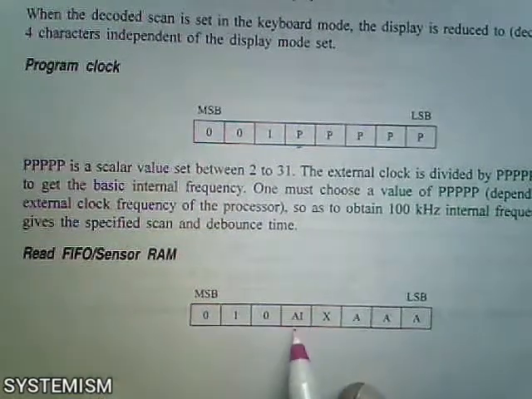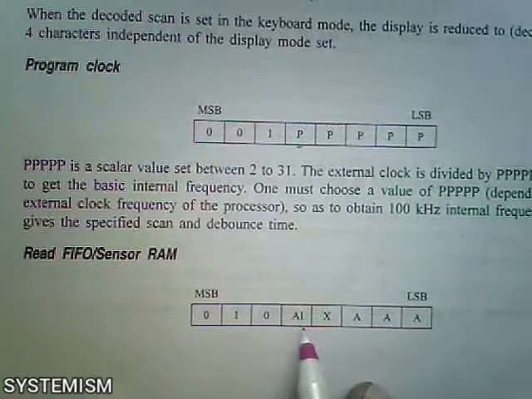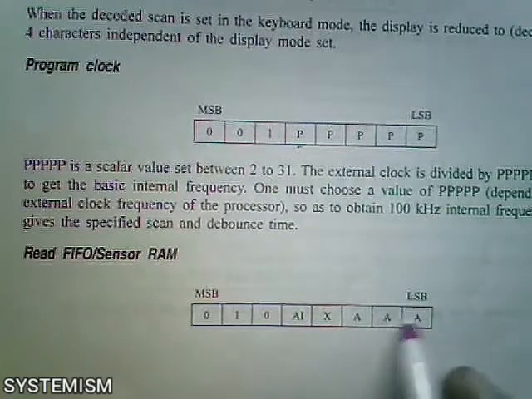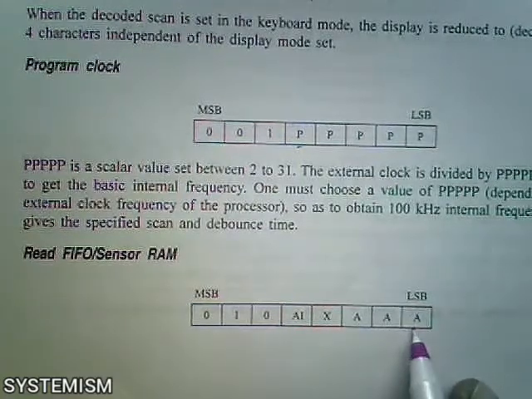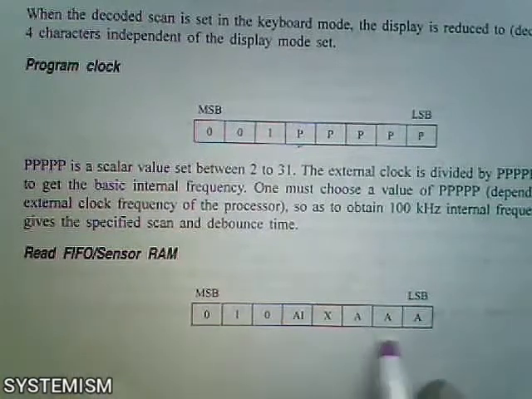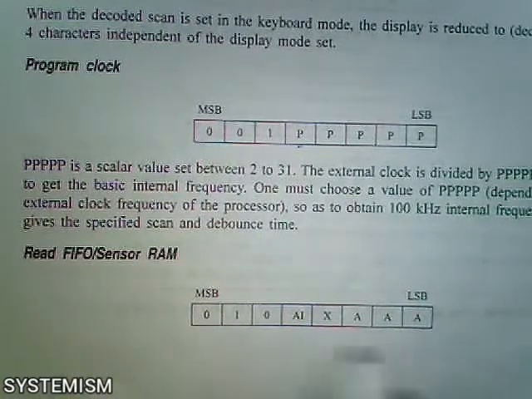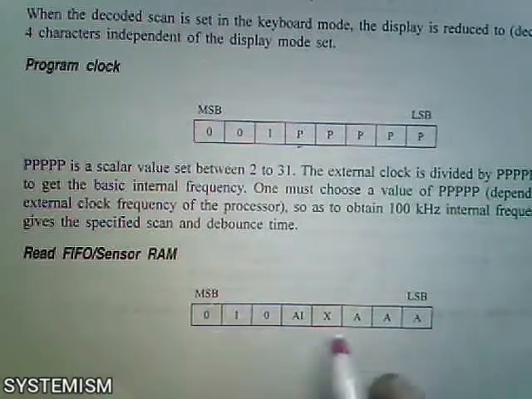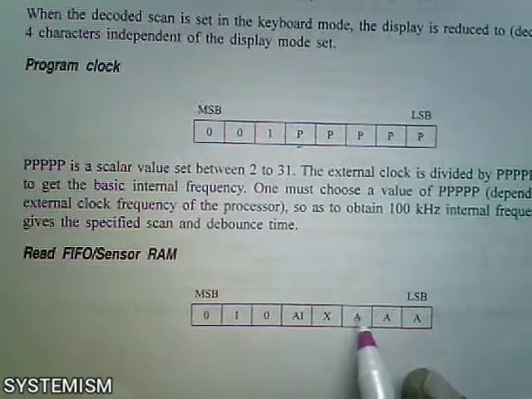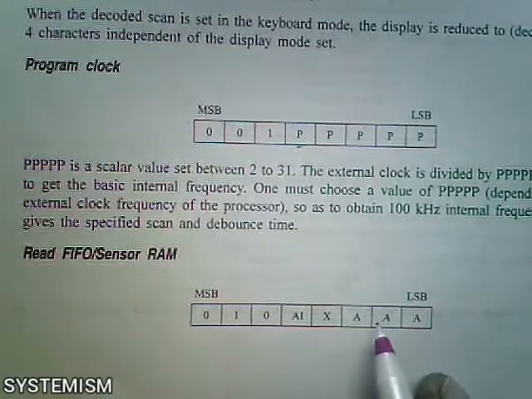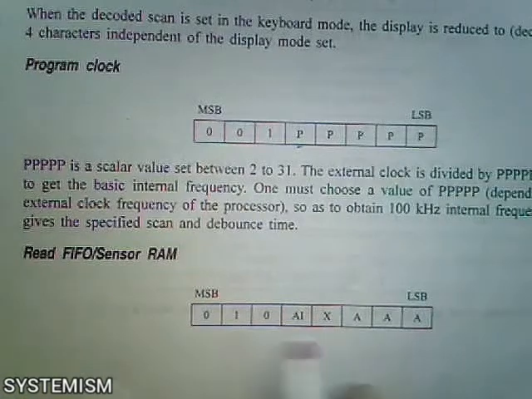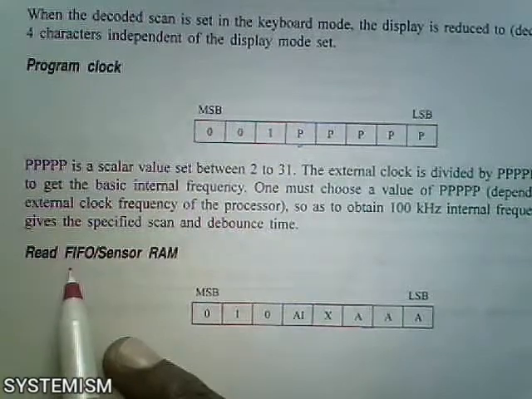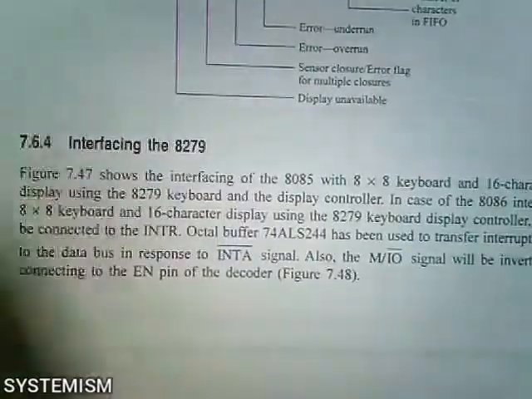AI means auto increment. If you put 000, the 0th register must be read from your FIFO RAM. If AI is 1, then the next one, 001, will be read automatically. After reading 001, then 010, the second register, will be read automatically. So this is the address of the register inside your FIFO RAM which is to be read. Okay, so this is read FIFO RAM.